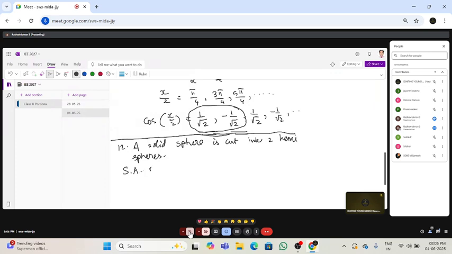Surface area of the sphere to surface area of the two hemispheres. Will that be equal? Surface area of the sphere and the surface area of the two hemispheres put together. What will be the ratio? Will they be equal, or which one will be more, and what will be the ratio? One is to one.